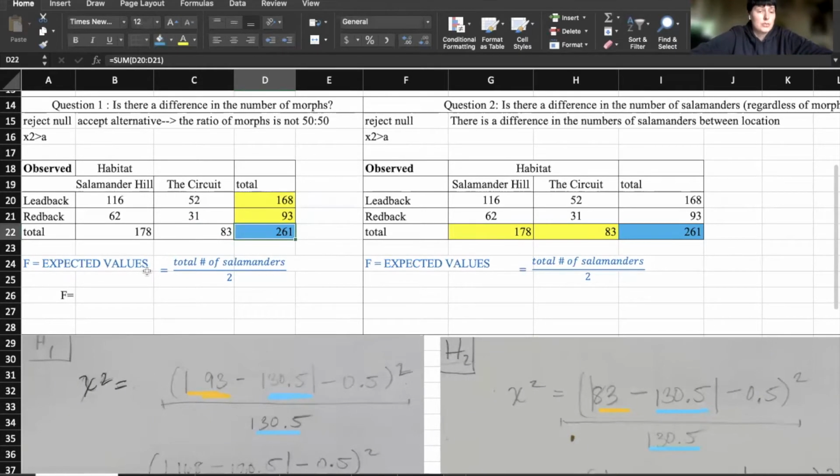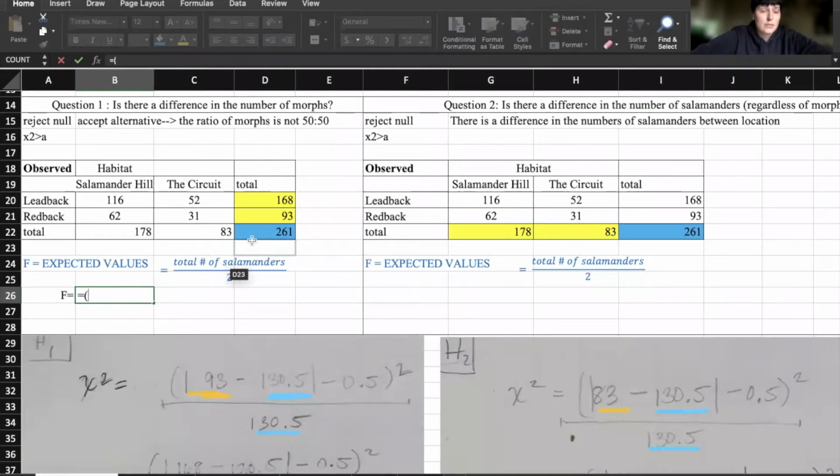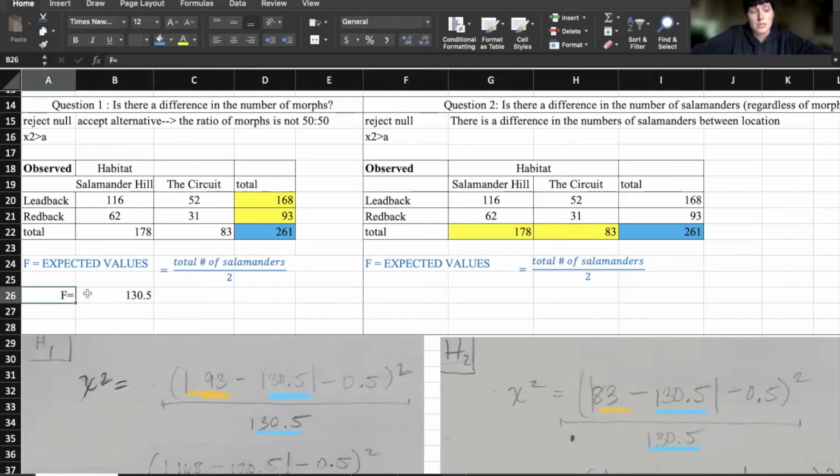The expected values for the first question are going to be found using this formula right here. The expected value is big F. It's the total number of salamanders, your N, divided by 2. So we got 130.5 for this, and this is going to be the same expected value you're going to use for the second question you're going to answer. So I'm just going to copy it over there.